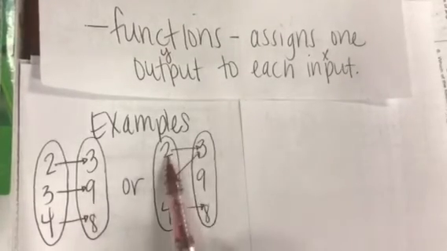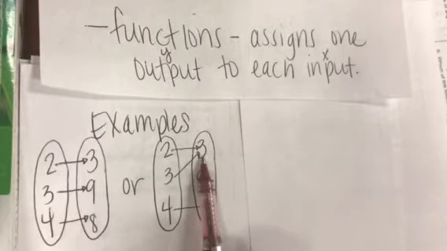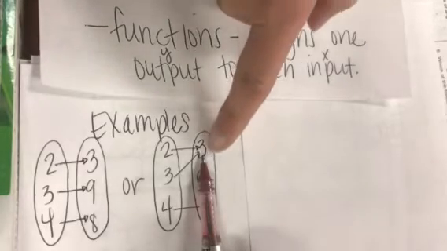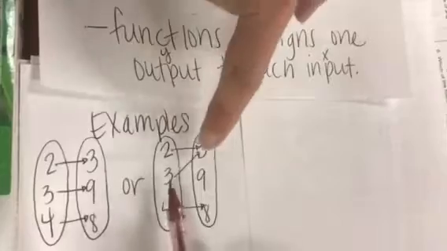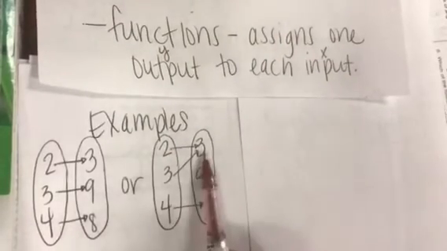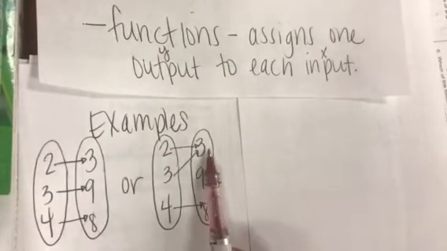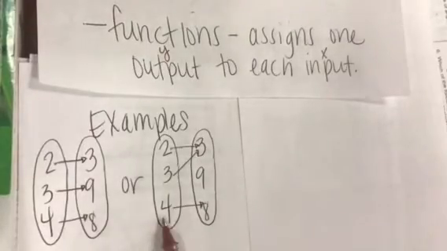Now let's look at this one. Does 2 have one output? Yeah. Does 3 have one output? Yep. Wait, but they're the same. Yeah, but the output is the same. Oh, I only have to have one output for an input. Right. It doesn't matter if it's the same output. Right. And then 4 goes to 8.